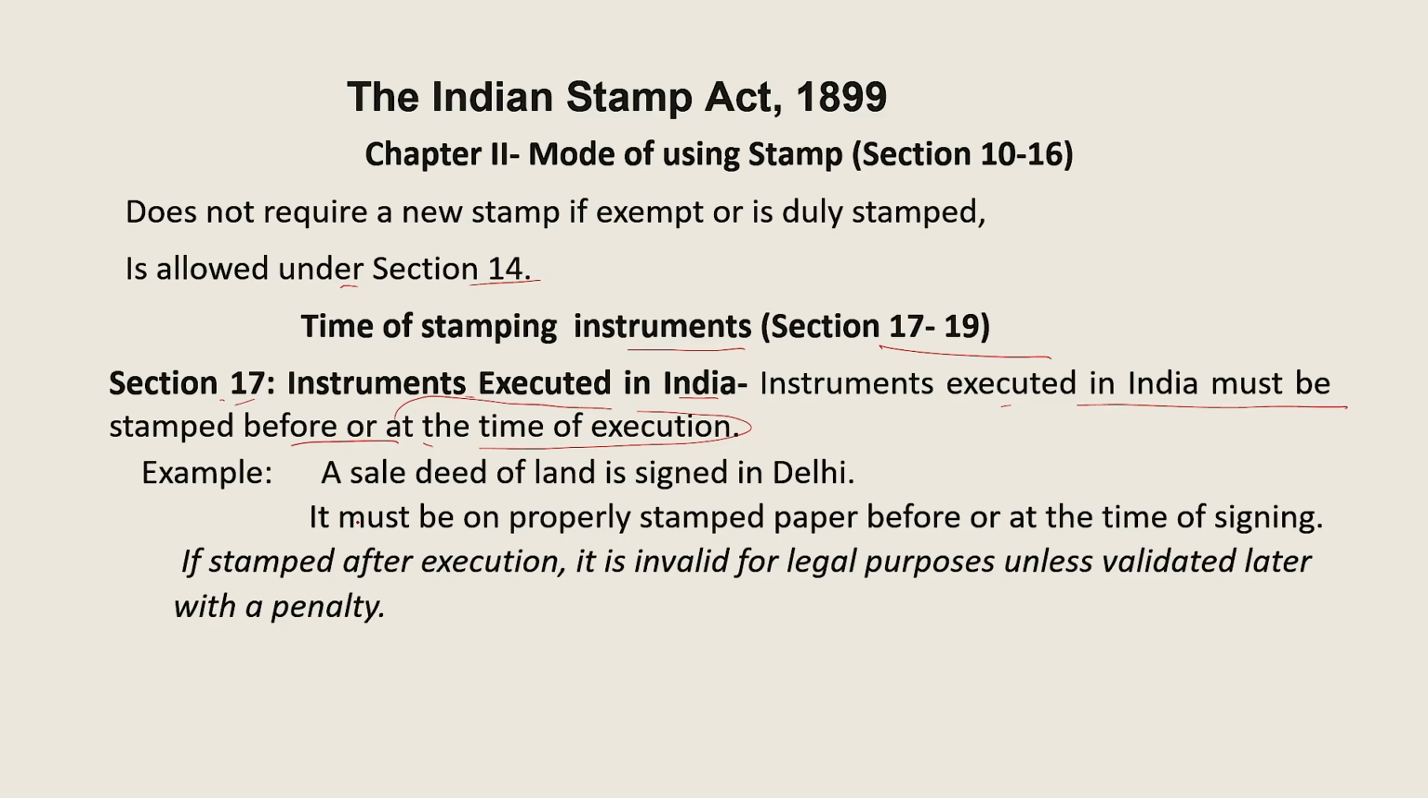Let us quickly look at an example. A sale deed of land is signed in Delhi. It must be on properly stamped paper before or at the time of signing. If stamped after execution, it is invalid. It needs to be stamped before execution, otherwise it is invalid for legal purposes unless validated after a penalty. So if it is validated after execution, then the parties have to pay the penalty for that.